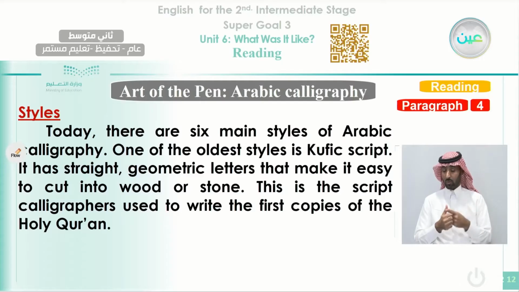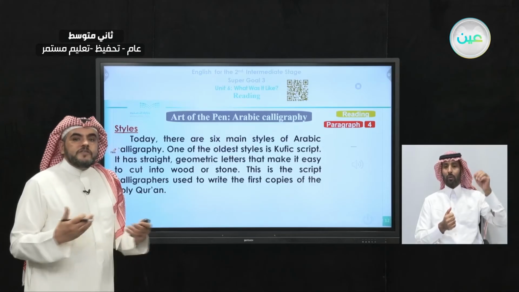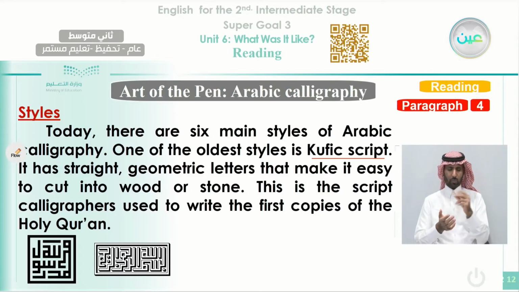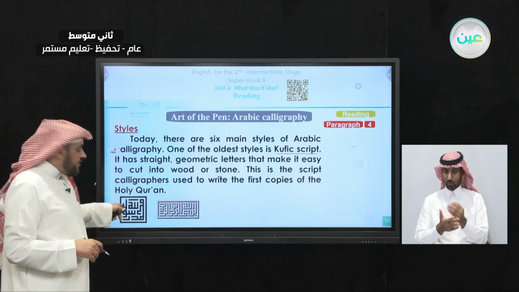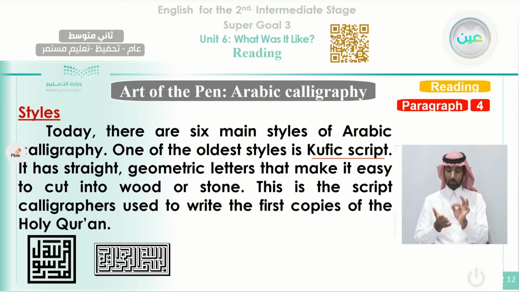One of the oldest styles is the Kufic script, Al-Khatt al-Kufi. It is very old. You can see it here. This is called the Kufic script. It has straight geometric letters that make it easy to cut into wood or stone. Look, there are squares, triangles, and also rectangles. They are all geometric letter shapes.